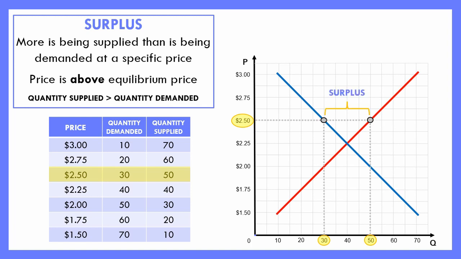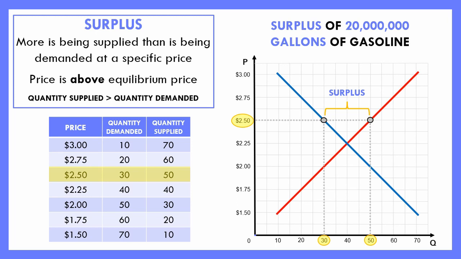Now, how big is our surplus in this case? Well, we see that our surplus is the difference between 50 million and 30 million, because 50 million gallons were being supplied, but only 30 million of those gallons were purchased. Therefore, we have a surplus or leftover of 20 million gallons of gas.